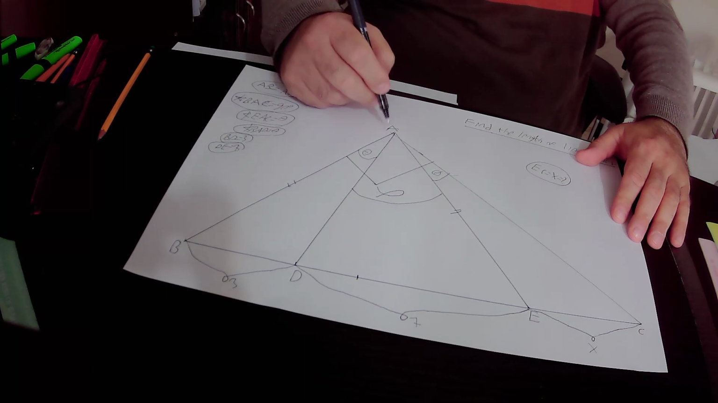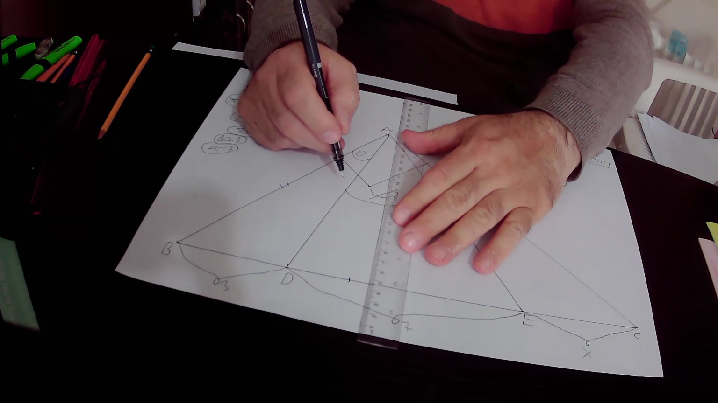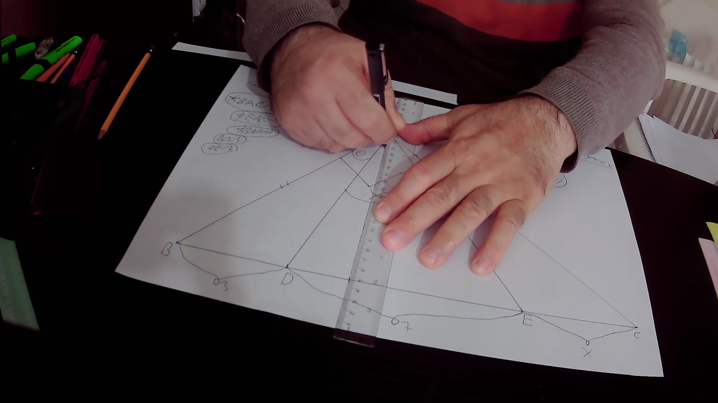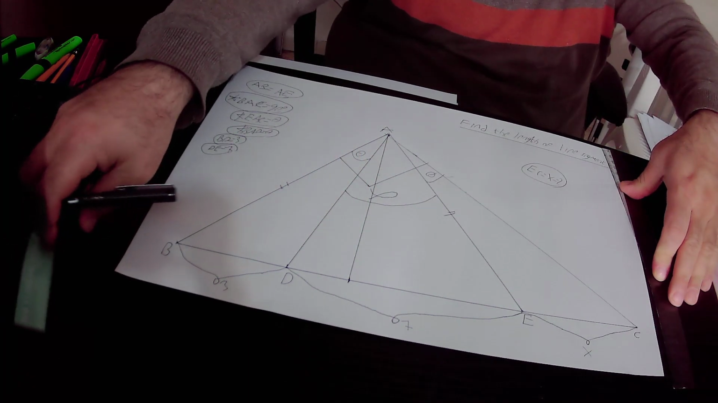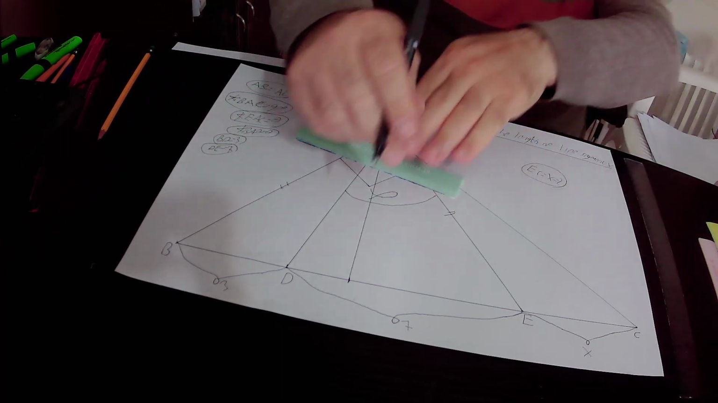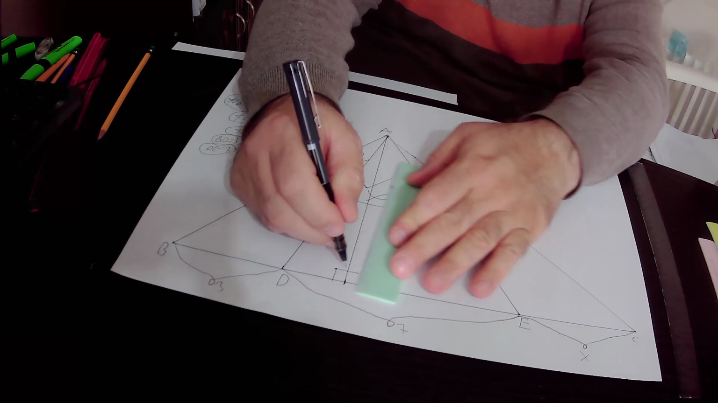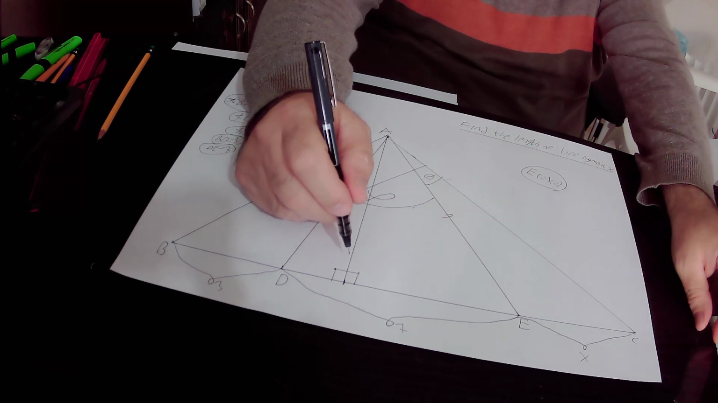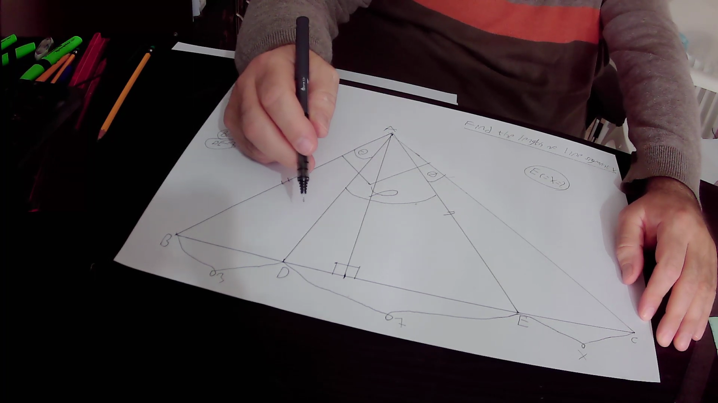And from point A, we will go perpendicular to BC. So this angle is equal to 90 degrees, and this angle will also be equal to 90 degrees. And we will define the touching point of the perpendicular from point A to BC as M.